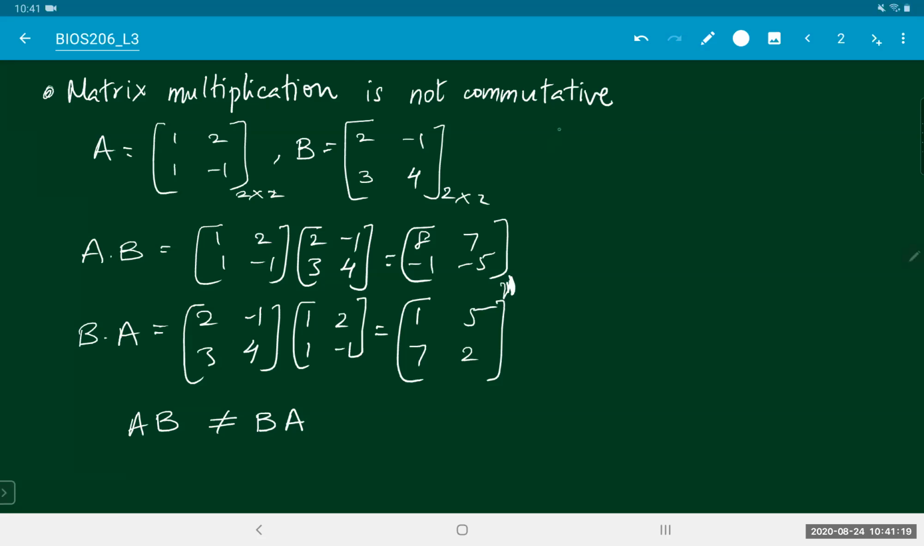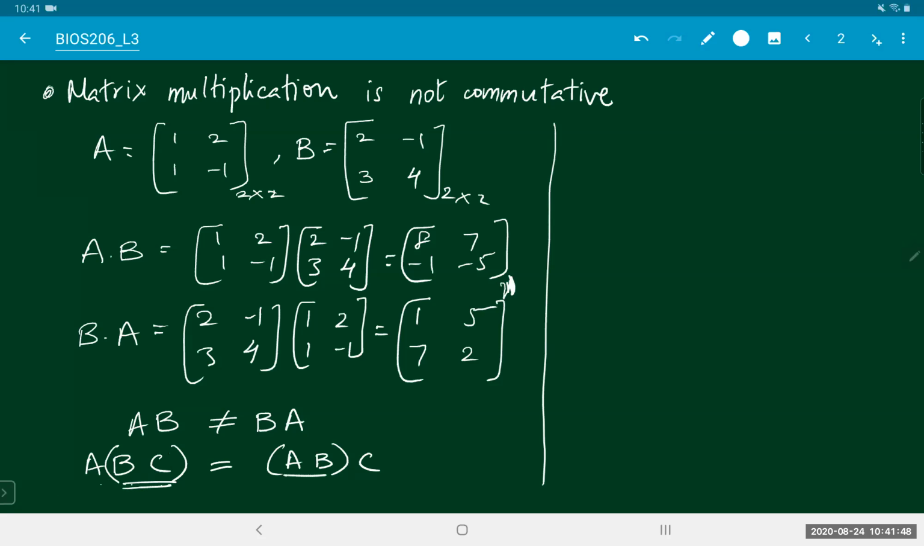However, matrix multiplication is associative, which means that if you're multiplying 3 of them, then it doesn't matter which 2 you do first. So this is the same as this, but the order is still the same: ABC, ABC. You cannot suddenly make it CBA or BCA or something. That order has to be maintained. But as long as you have maintained the order, whether you do these 2 first or these 2 first is immaterial.